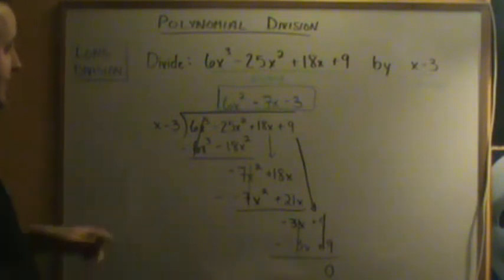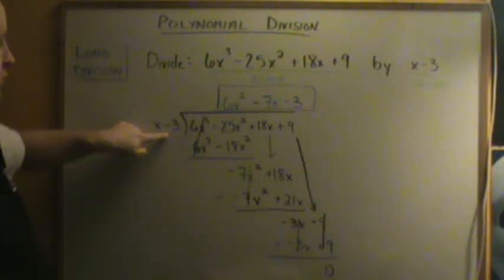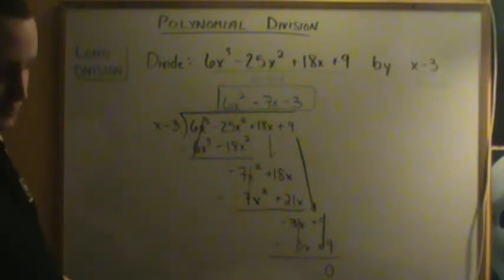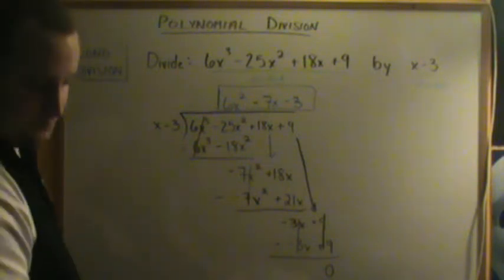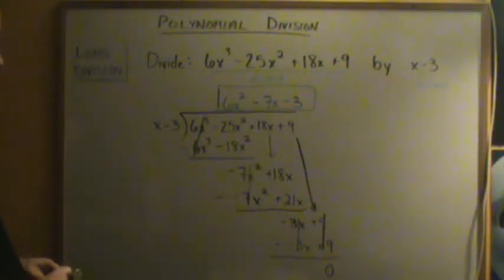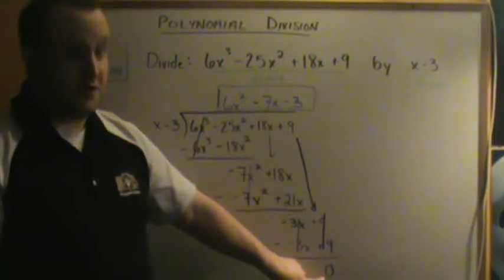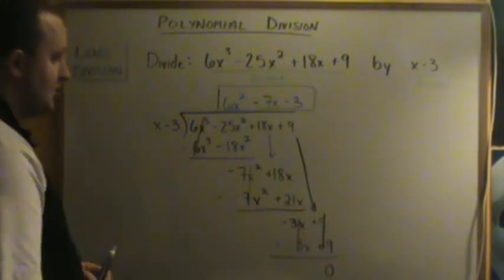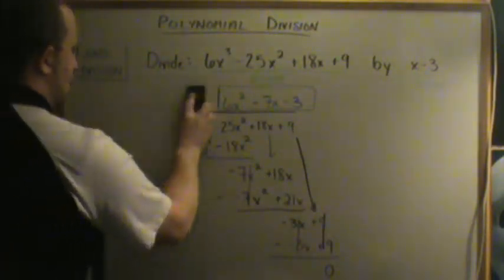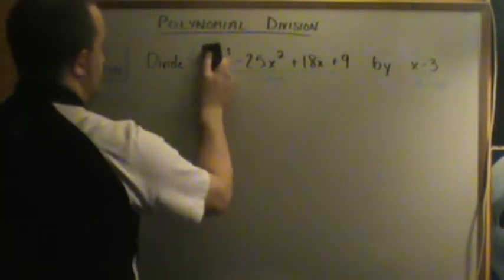And we could check this by multiplying these two terms together, 6x squared minus 7x minus 3 and x minus 3. We could do that if we want to. Okay? So that's long division without a remainder. Let's do another one where there is a remainder, and maybe a little other funky things.